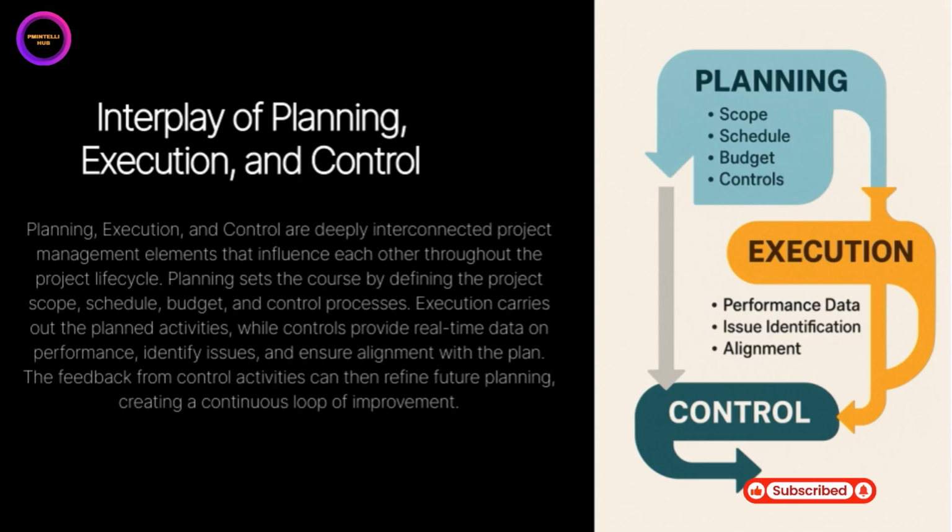The insights gained from control activities can inform us about what's working and what's not. We can then refine our future planning based on this information, creating a cycle of continuous improvement. This interconnected process ensures that we're not just blindly following a plan, but actively adapting and steering the project toward success, aligning perfectly with the overall theme of effective project management.